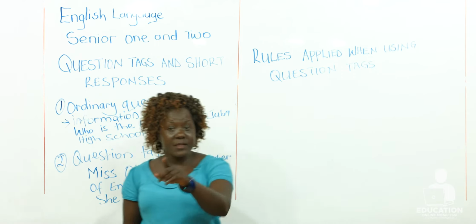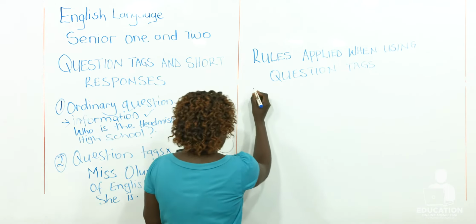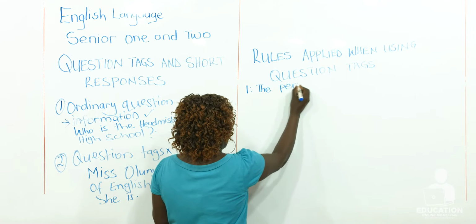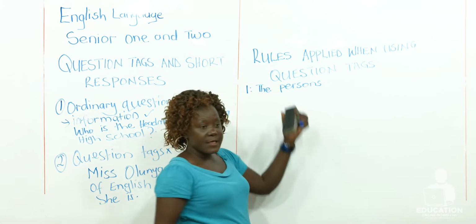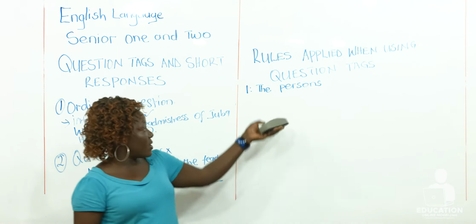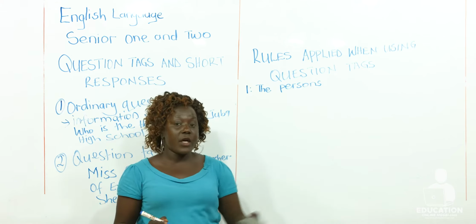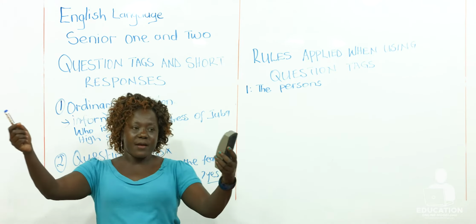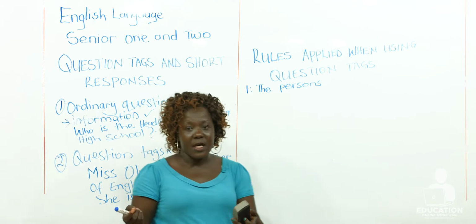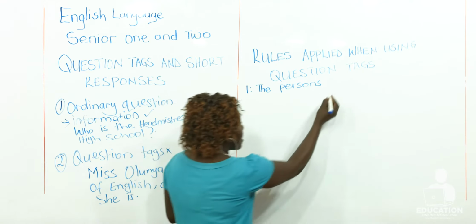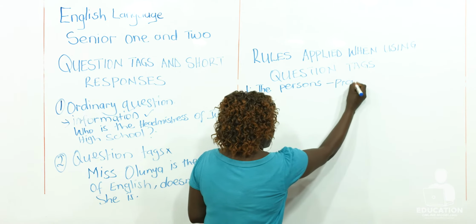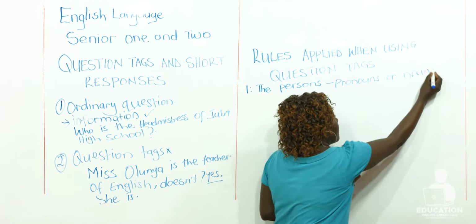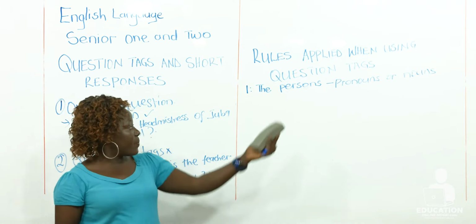One, the rule is based on the person. Rule one is based on the persons. In this case, my dear learners, in English, when we talk of the person, we are not talking of people. We are talking of pronouns and nouns. So it is not the people of Gudele, the people of Rumbek, the people of Akobo, the people of Kwajok, or the people of Magui. But here we are talking about pronouns or nouns.